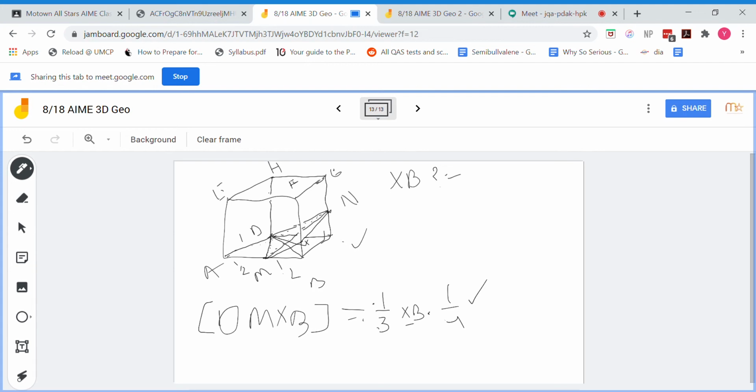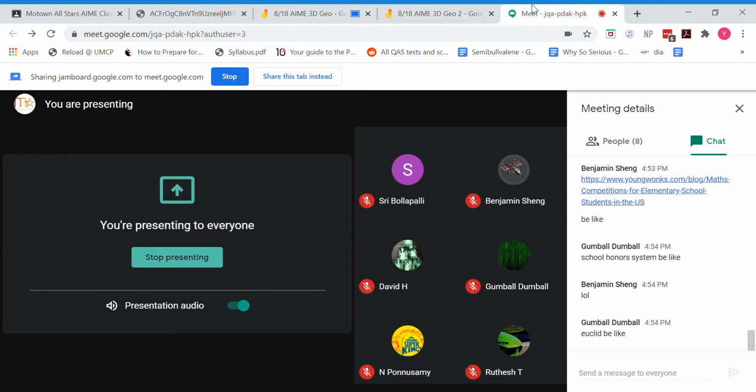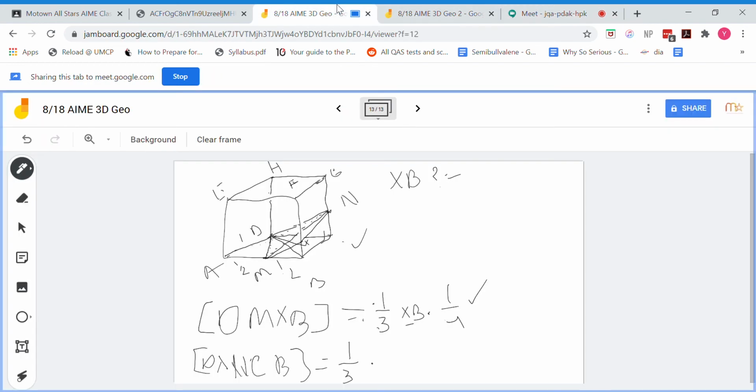Now what about the other piece of the solid, which is the pyramid DXNCB? Well, since it's a pyramid, its volume is going to be 1/3 base area times height. The height in this case is fixed because it's a quadrilateral pyramid. It's not a triangular pyramid, so it's not a tetrahedron. And so because of this, the height is fixed. It must be the height from D. So the height from D is easy to compute because it's just DC, and DC we know is 1, times the area of quadrilateral NXBC.